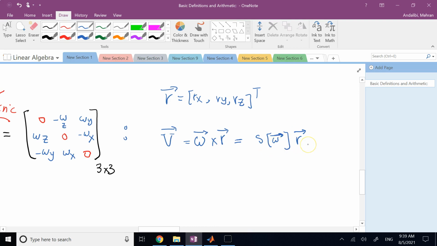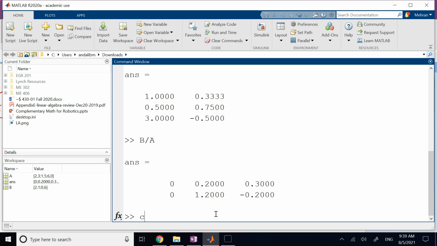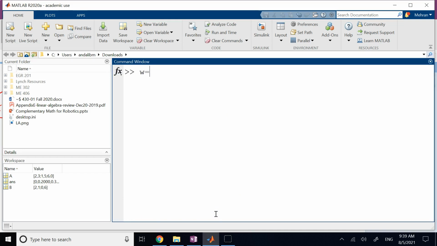And this makes life a lot easier when we are doing these calculations and we try to do everything using matrices. Okay, so this is one of the properties. The skew-symmetric matrix has a lot more properties, but here is one of the applications, and let me briefly and quickly show you in MATLAB. So let's say here omega, I show it with w, is equal to 1, 2, and 3. And r is equal to, let's say, 0, 5, and 7.